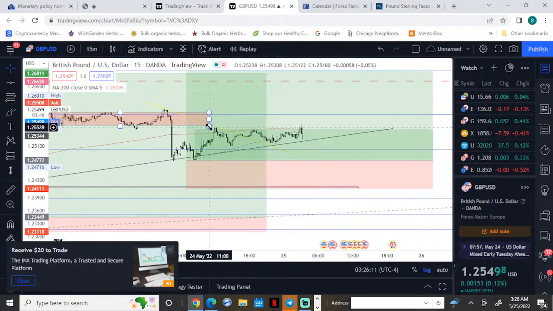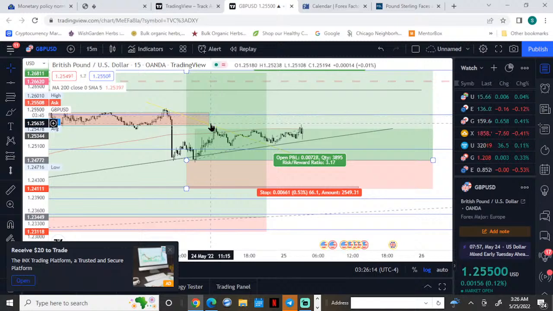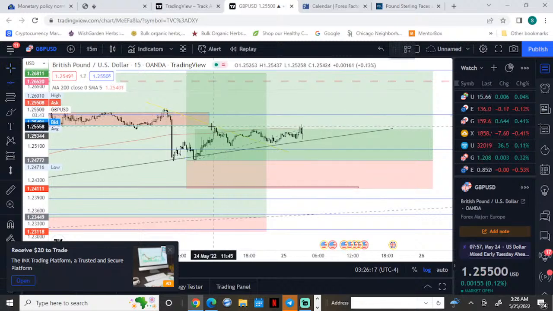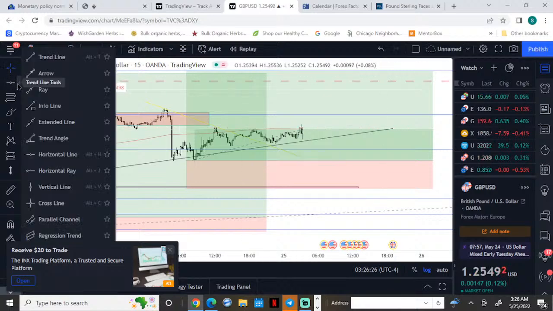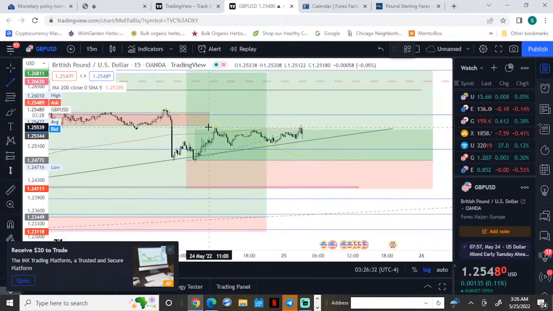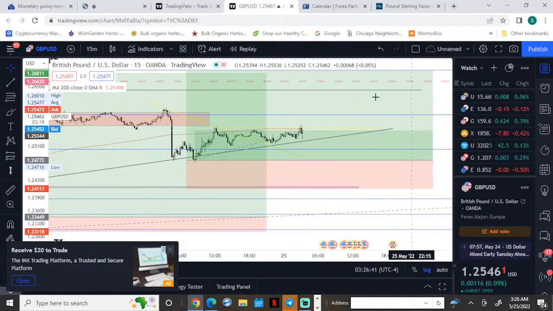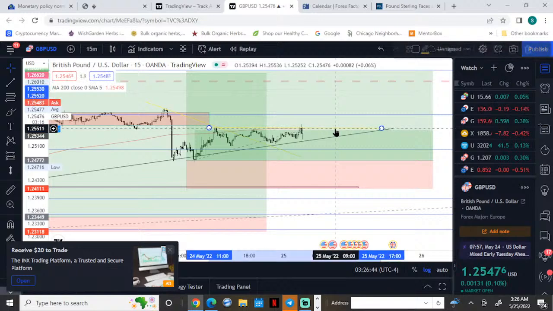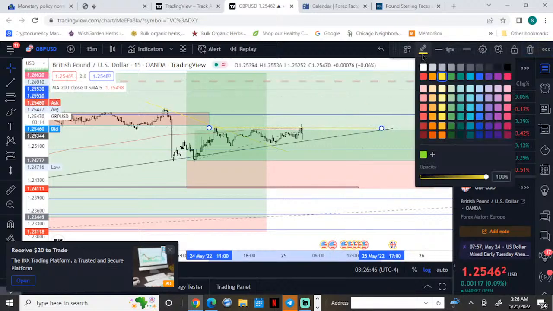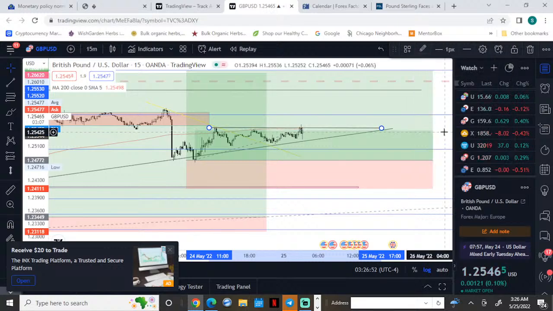It looks like we have an ascending triangle also. So we got 1, 2, 3 touches right here. Oh, delete that. I like to use the trend line. I'm going to change this from yellow because my yellow is my hourly support resistance zone. I'm going to make it black.